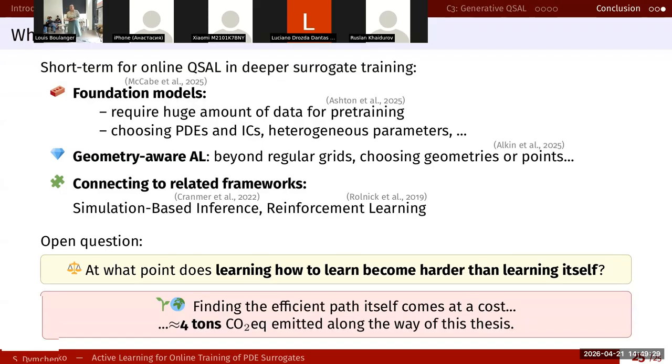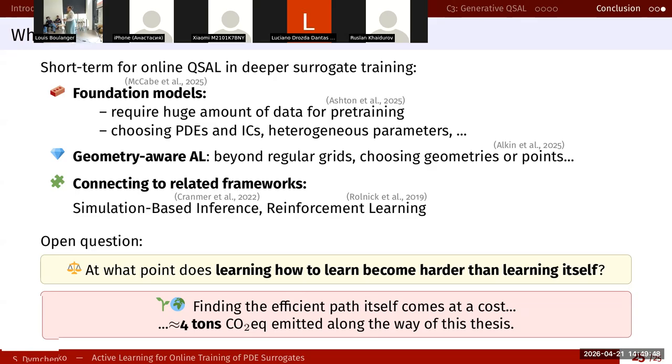And I would like to end with a more socially and societally relevant note. This thesis was trying to reduce the cost of training the deep surrogates, which are trying to reduce the cost of obtaining the simulation data.